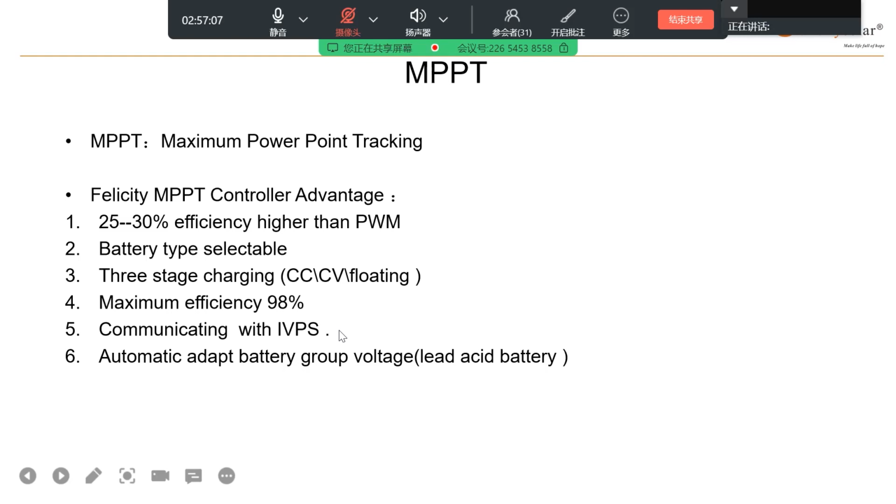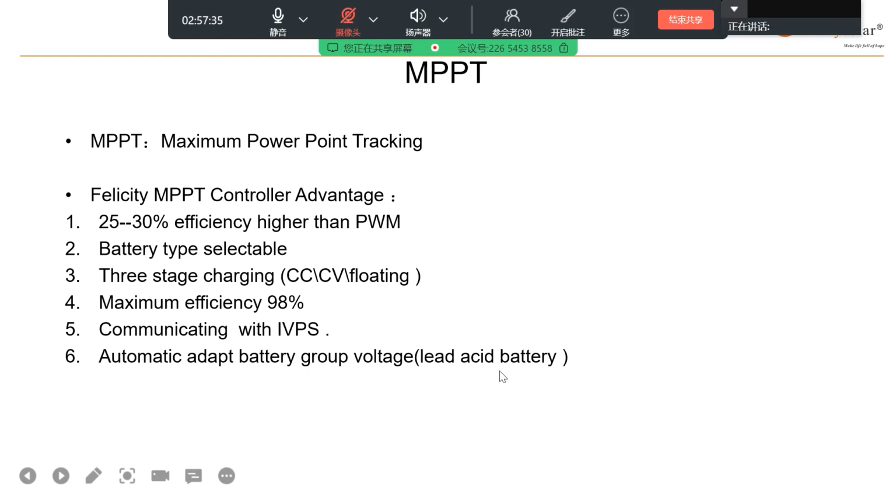If you only have IVPS, you cannot set the PV first. This energy priority, the PV first charge or PV first supply to the load, you can only set on the IVPM, right? IVPM can set.